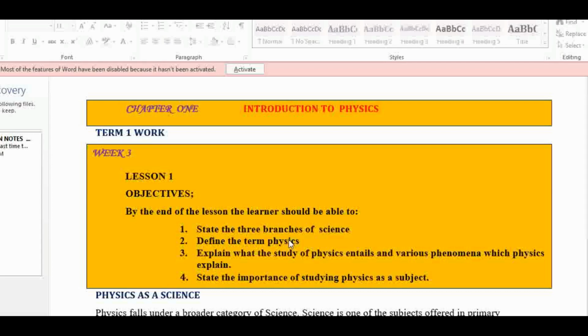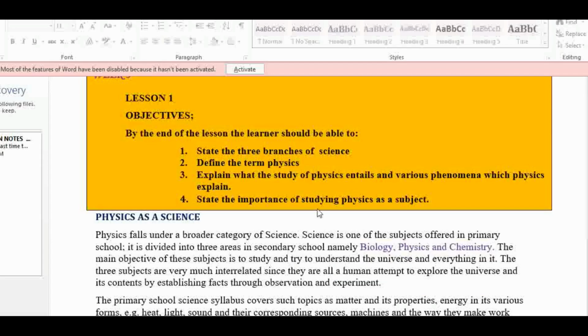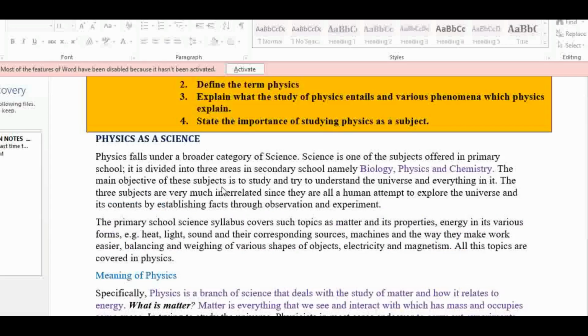Introduction to Physics, and there are some objectives that are supposed to be achieved at the end of this session. The first objective is that the learner should be able to state the three branches of science, define the term physics, explain what the study of physics entails and various phenomena which physics explains, and lastly state the importance of studying physics as a subject.